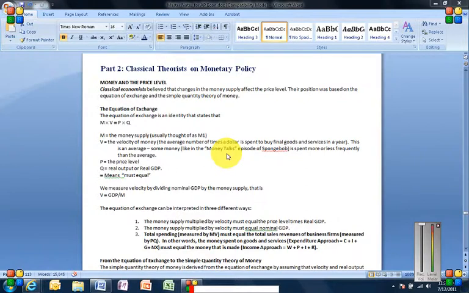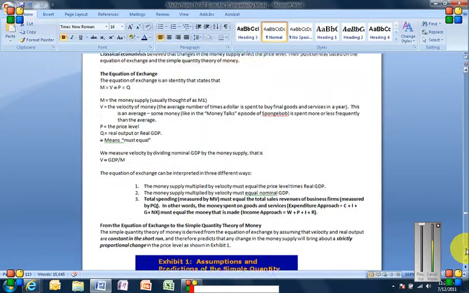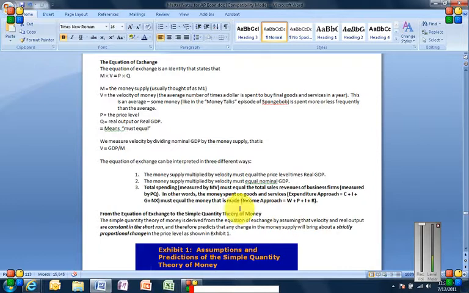Another thing you want to understand that follows from the equation of exchange is that you can rearrange the equation of exchange to look at certain variables like velocity. Velocity would be equal to GDP divided by the money supply. But the important thing is what it really means. It means the money supply multiplied by velocity must equal the price level times real GDP, and that the money supply multiplied by velocity must equal nominal GDP.